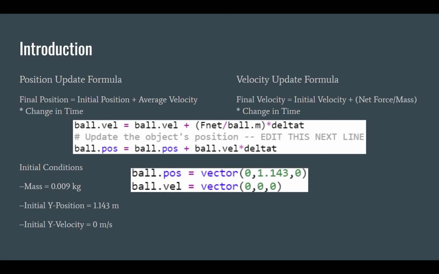Our initial conditions this time are an object, in this case 2 pieces of paper folded together into an almost bowl shape, with a mass of 0.009 kilograms, with an initial y position of 1.143 meters and an initial y velocity of 0, because it started at rest.